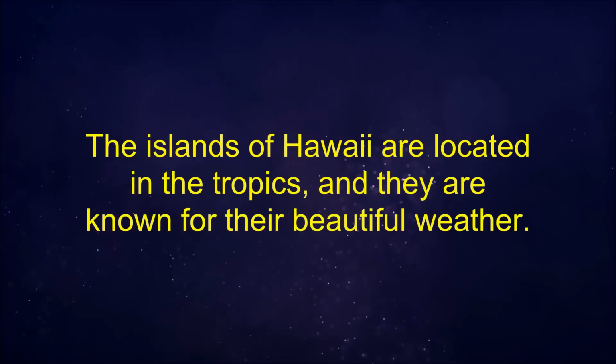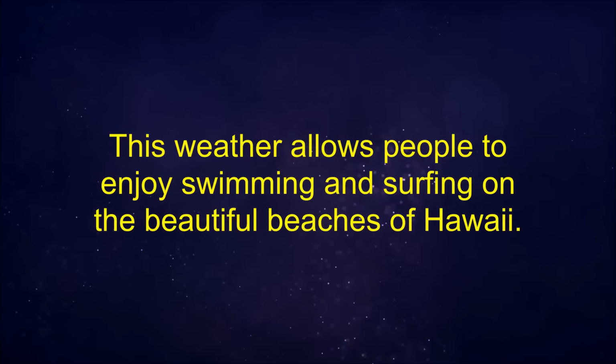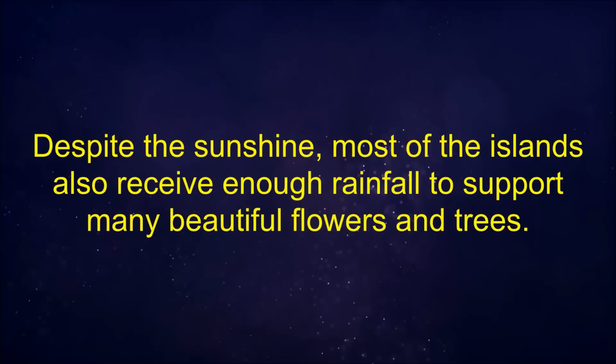The islands of Hawaii are located in the tropics, and they are known for their beautiful weather. The temperatures are usually in the range of 20 to 30 degrees Celsius, and the days are usually sunny. This weather allows people to enjoy swimming and surfing on the beautiful beaches of Hawaii. Despite the sunshine, most of the islands also receive enough rainfall to support many beautiful flowers and trees.